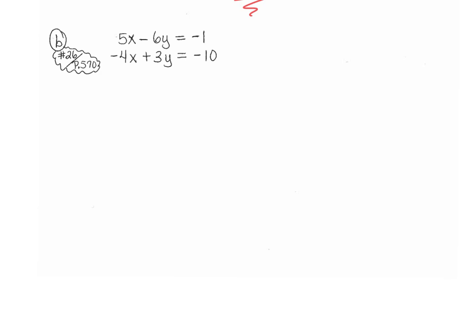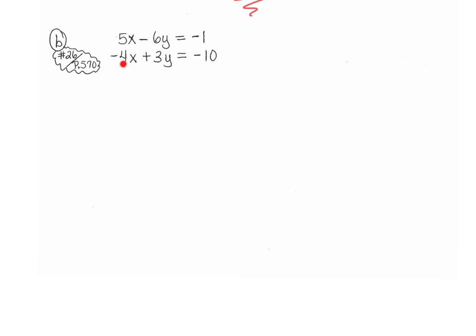Multiply what? 6. Multiply 6? -6. Multiply by -6? Multiply what by -6? -4x. I can't hear you, and I know you talk loud outside of here. -4x and 3y. And then 10, -10.